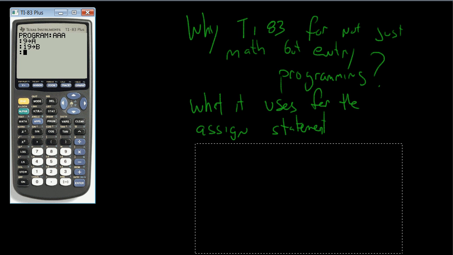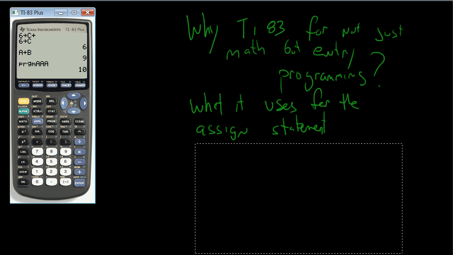And now I can do something like this: alpha B minus alpha A, stow to alpha C, and you could go on from there. When I hit second quit and now run the program, you see that it went through the mathematics thereof.